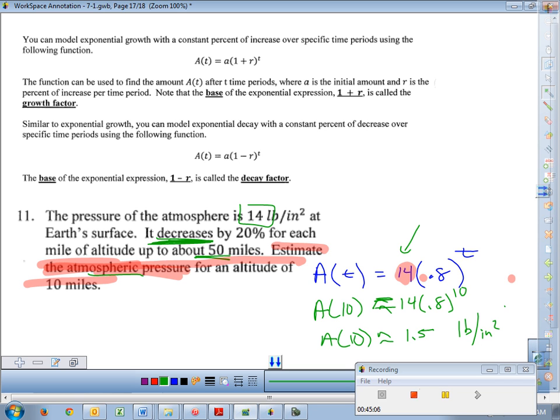That should be enough. Talk about the decay factor. There are some questions that ask you that. It's interesting, you know. It's either a growth factor or a decay factor. That's the number that you put in for the base. But I find it interesting. What's the decay factor? 0.8. Some people are like, isn't the decay factor like 20%? You know, that's the rate that it decayed by. The decay factor is 0.8. Yes?